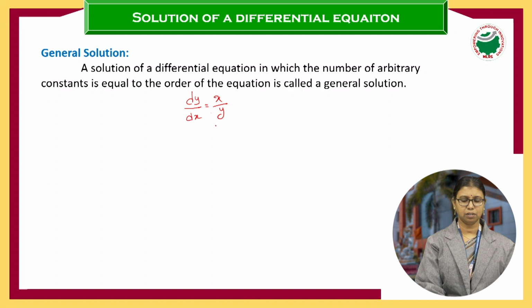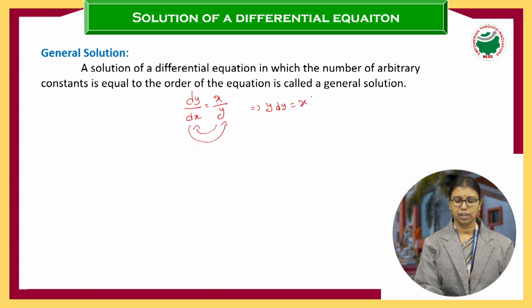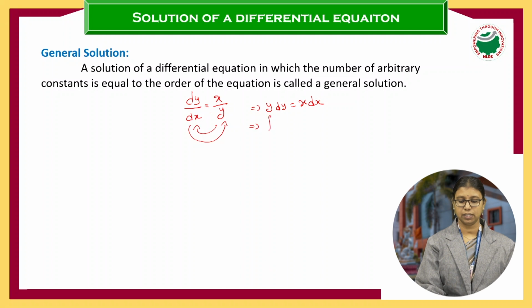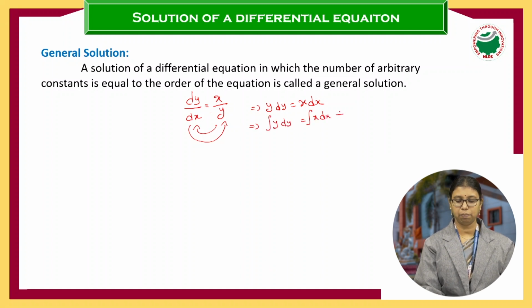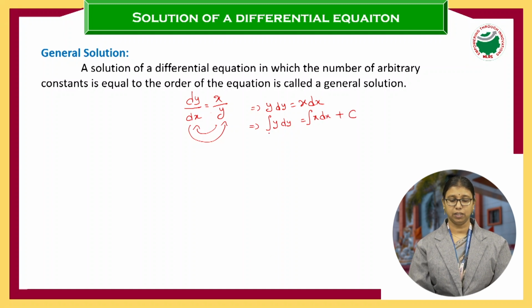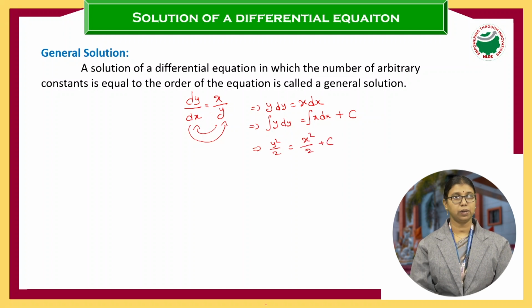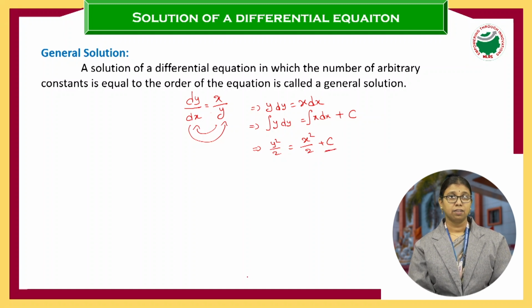You just separate the y terms and x terms here. Take the y term to the left side and the x term to the right side. Then this is y into dy is equal to x into dx. When you take integration on both sides, you will get integral y dy equal to integral x dx plus some integral constant c. So the integral of y is y square by 2 equal to the integral of x, which is x square by 2, plus c. See, on solving this differential equation, here I have one arbitrary constant.